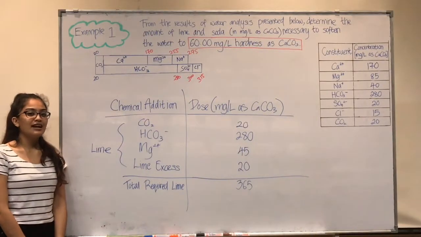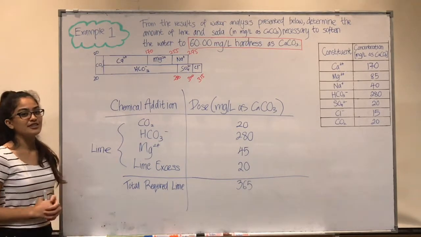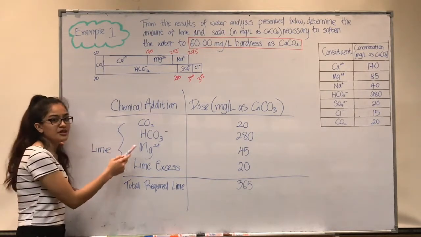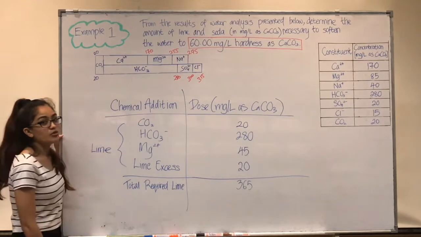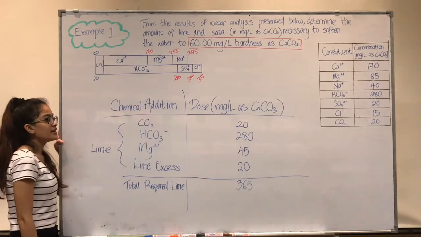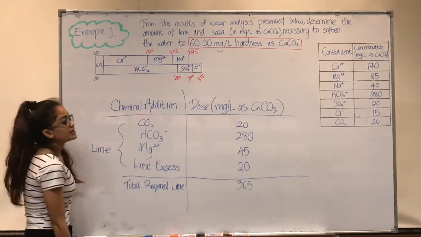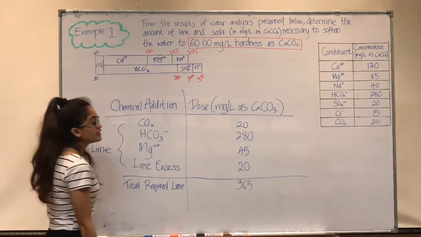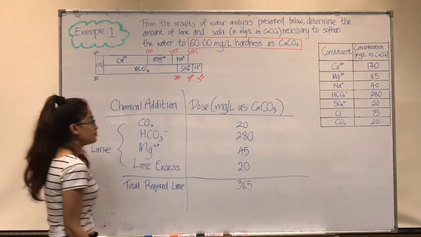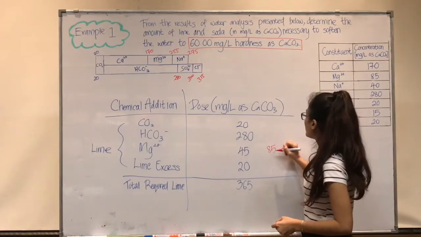Thank you, Umi. Hi, I'm Theodora. I'll be continuing from the first explanation. First of all, lime is added to carbon dioxide to destroy the carbonic acid in water, and it is given as 20 milligrams per liter as calcium carbonate. Next, lime is added to the bicarbonate to raise the pH of the water, and it is given as 280 milligrams per liter. For the magnesium, in this question, it is given as 85 milligrams per liter.